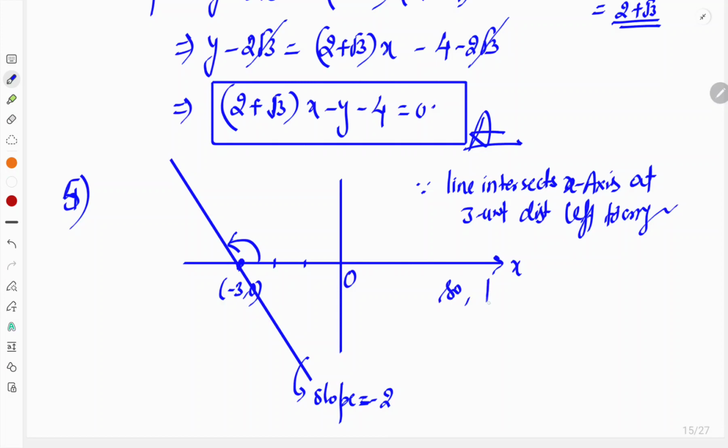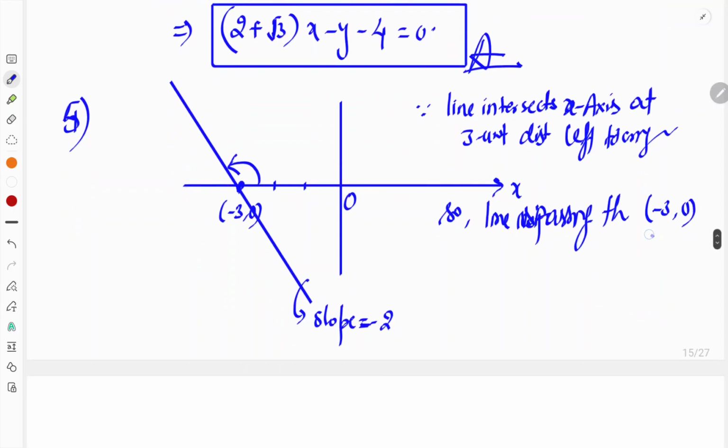So the line is passing through (-3, 0). The point is known and the slope is known, so we can write the equation of the line. The equation is y minus y1, which is 0, equals m, which is -2, times x minus x1, which is -3.